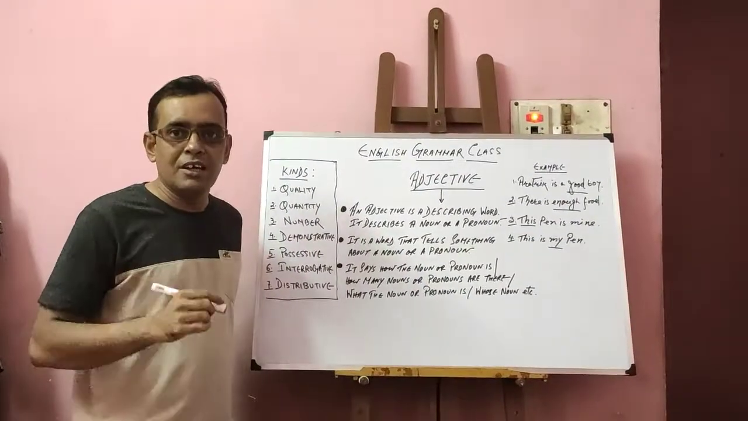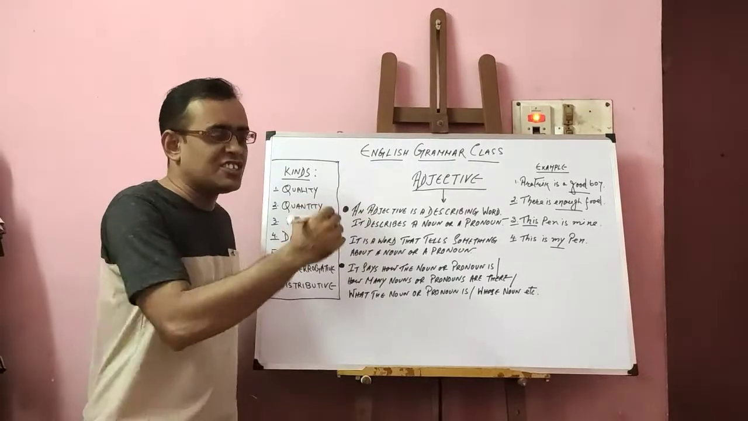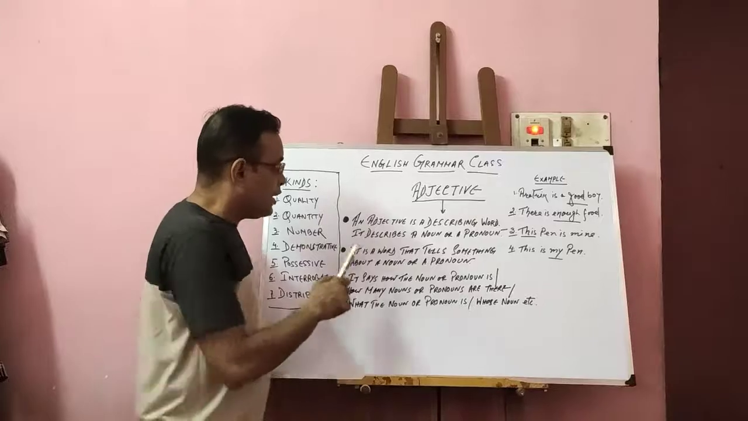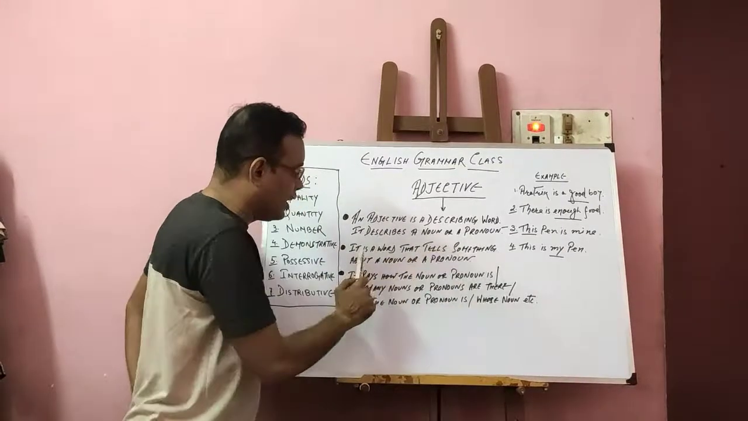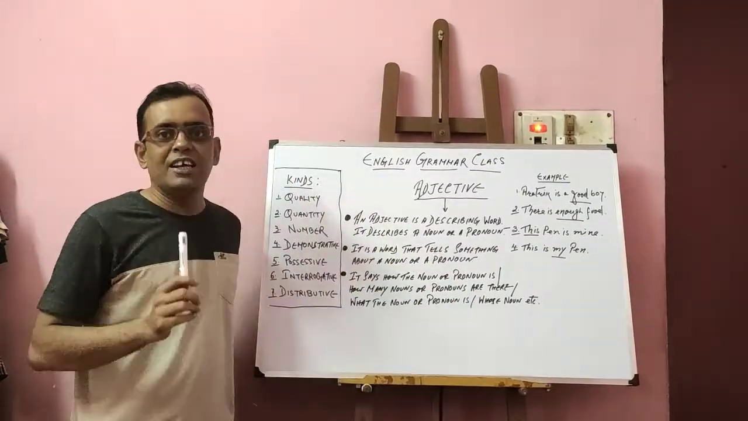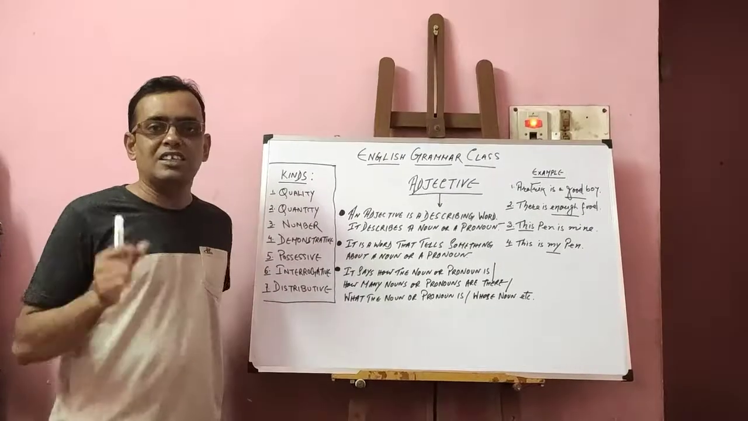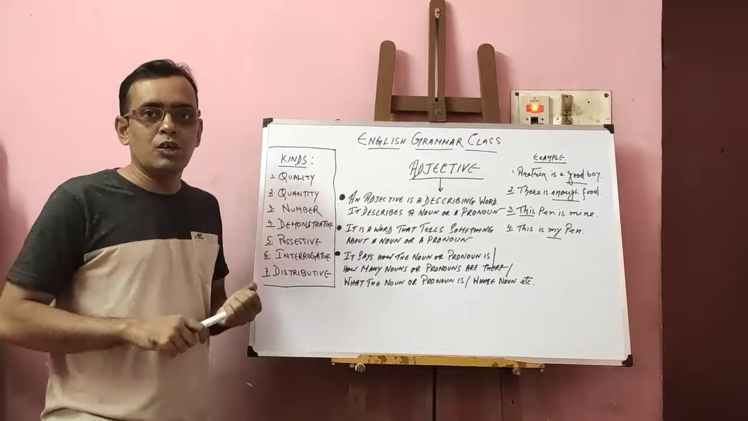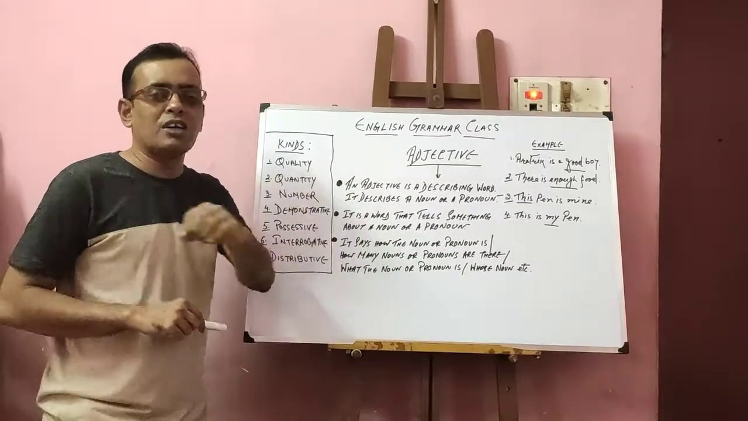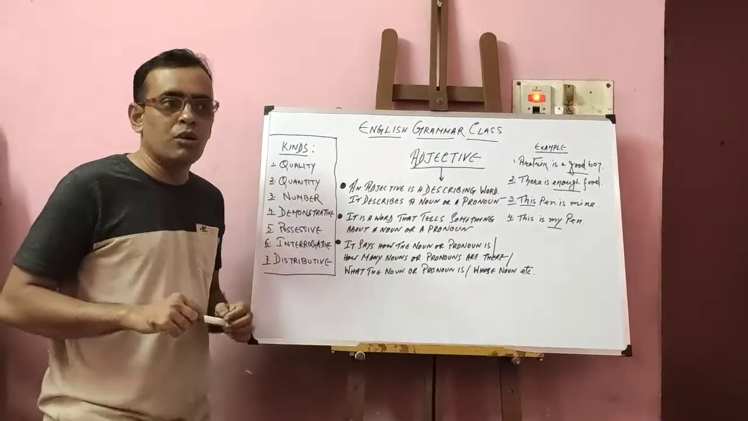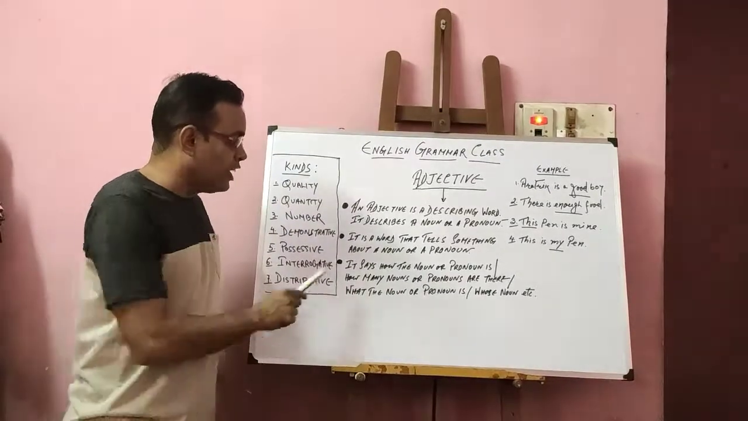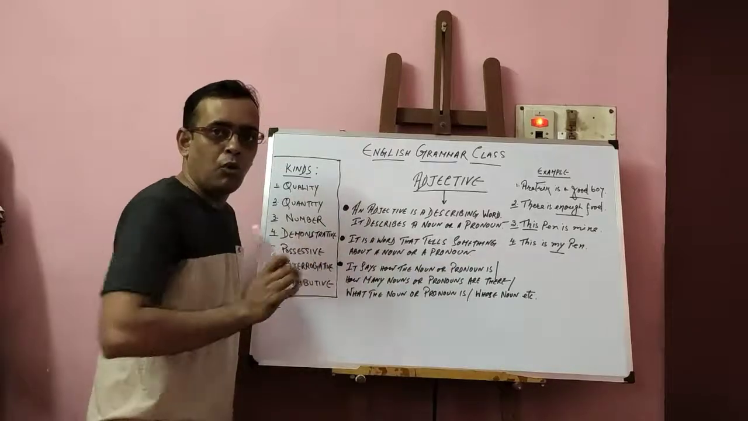How the noun is. That is described by a word. That word is called adjective. It is a word that tells something about a noun or a pronoun. That is adjective. How the noun is. Which noun we talk about. What noun or what pronoun. How the pronoun is. That is adjective.